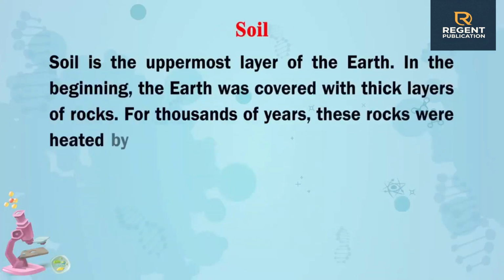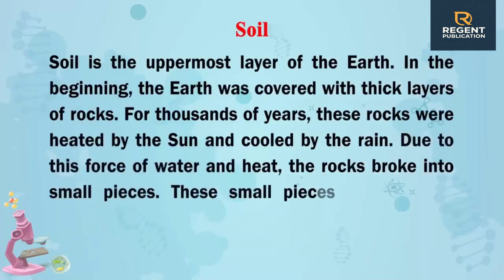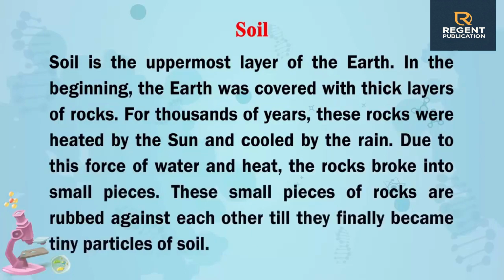Soil is the uppermost layer of the earth. In the beginning, the earth was covered with thick layers of rocks. For thousands of years, these rocks were heated by the sun and cooled by the rain. Due to this force of water and heat, the rocks broke into small pieces. These small pieces of rocks rubbed against each other till they finally became tiny particles of soil.